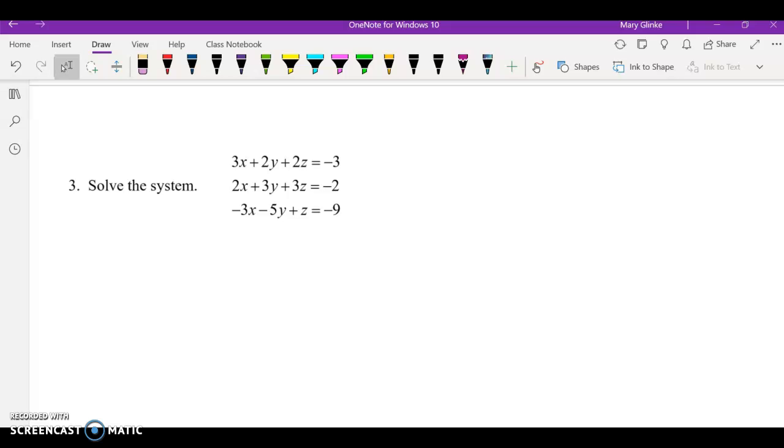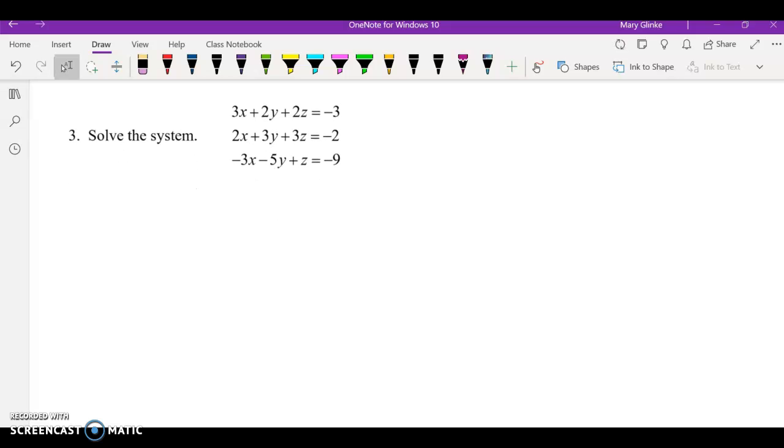Okay, let's go ahead and take a look at this system of equations. So we know how to solve this with matrices. We recently have done that, but we're going to go back to doing it by hand just to make sure we remember how to do that. So we're going to go ahead and label the equations A, B, and C.